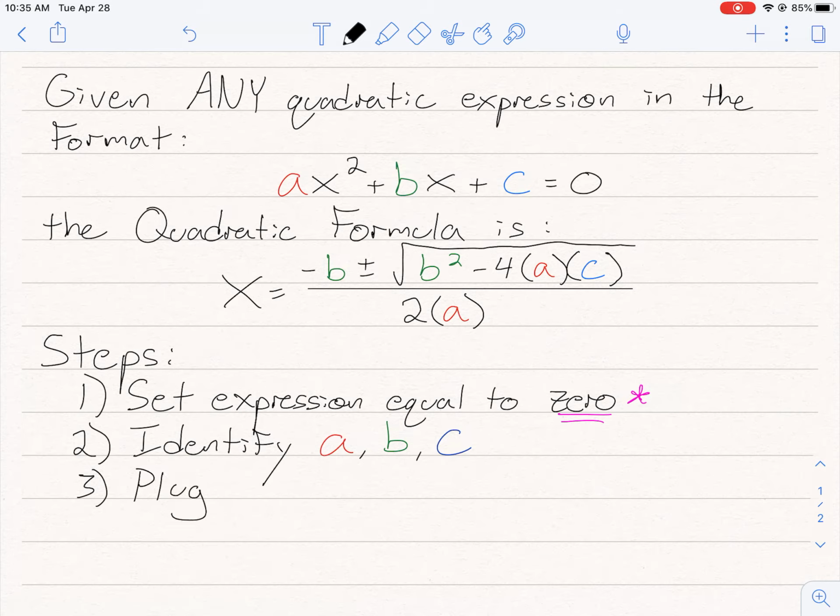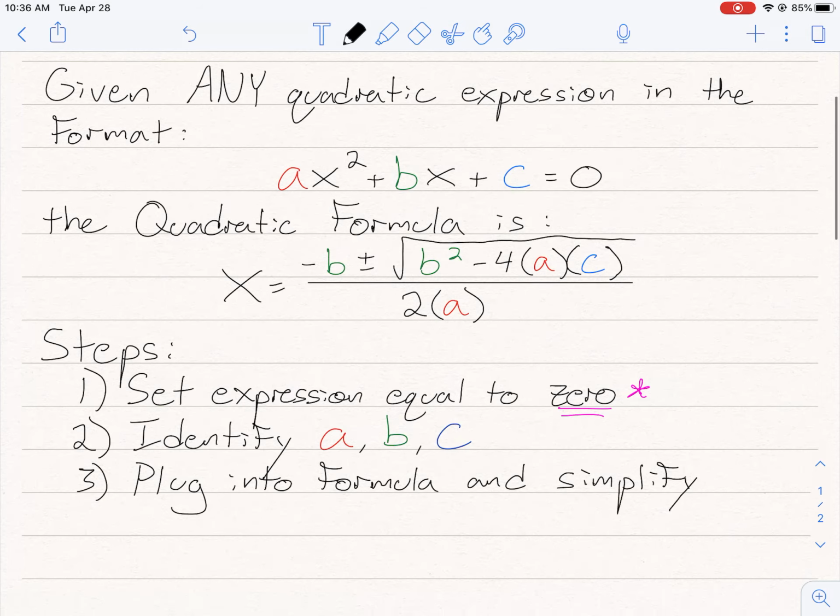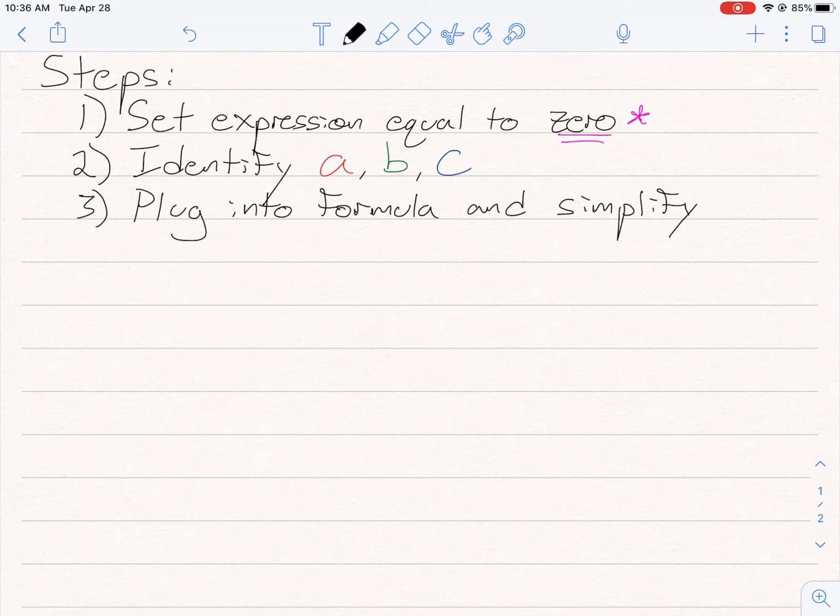And then it's pretty simple. You're just going to plug it into the formula and simplify. So the quadratic formula is really nice because it doesn't matter if it's an expression that you're able to factor, or if it's one that doesn't have a linear expression that you would need to solve by the square root method. You can use the quadratic formula at any time that you have a quadratic expression.